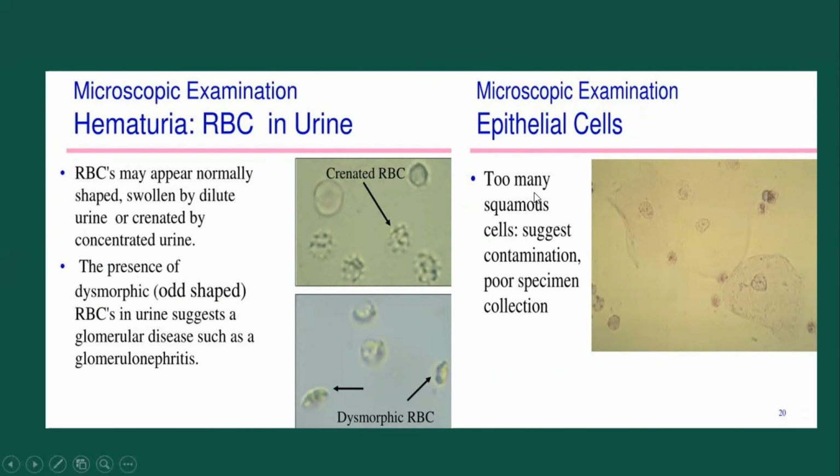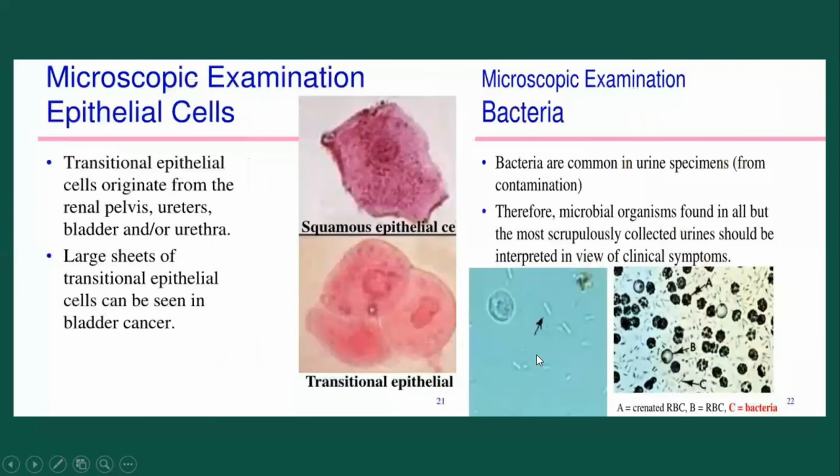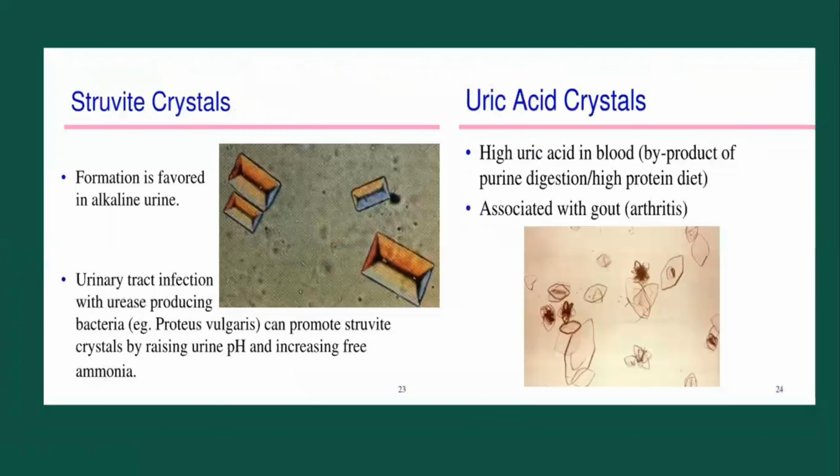Epithelial cells: too many squamous cells suggest contamination and poor specimen collection. Transitional epithelial cells originate from the renal pelvis, ureter, bladder or urethra. Large sheets of transitional epithelial cells are seen in bladder cancer. Bacteria are common in urine specimens from contamination. Therefore, microbial organisms found in all but the most scrupulously collected urine should be interpreted in view of clinical symptoms.